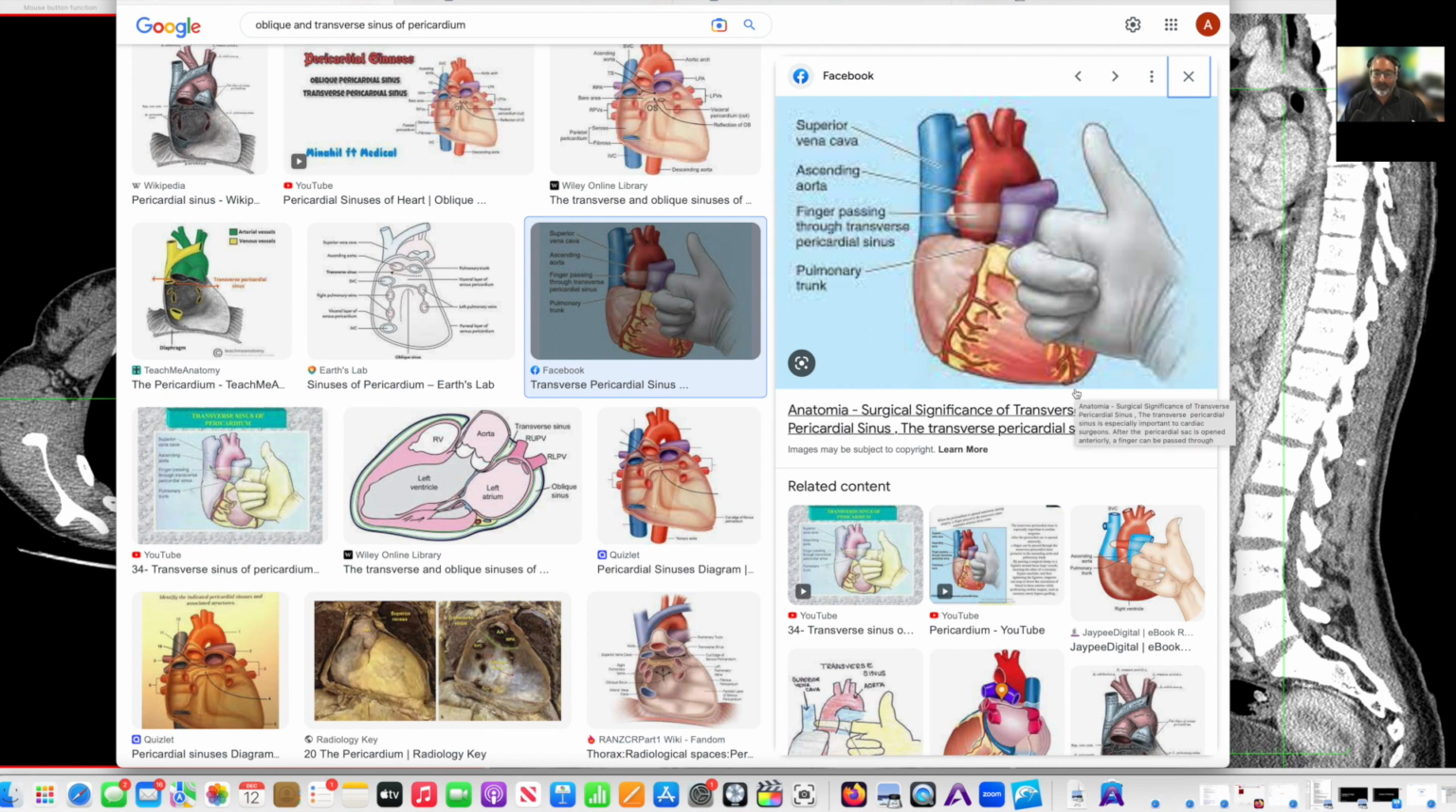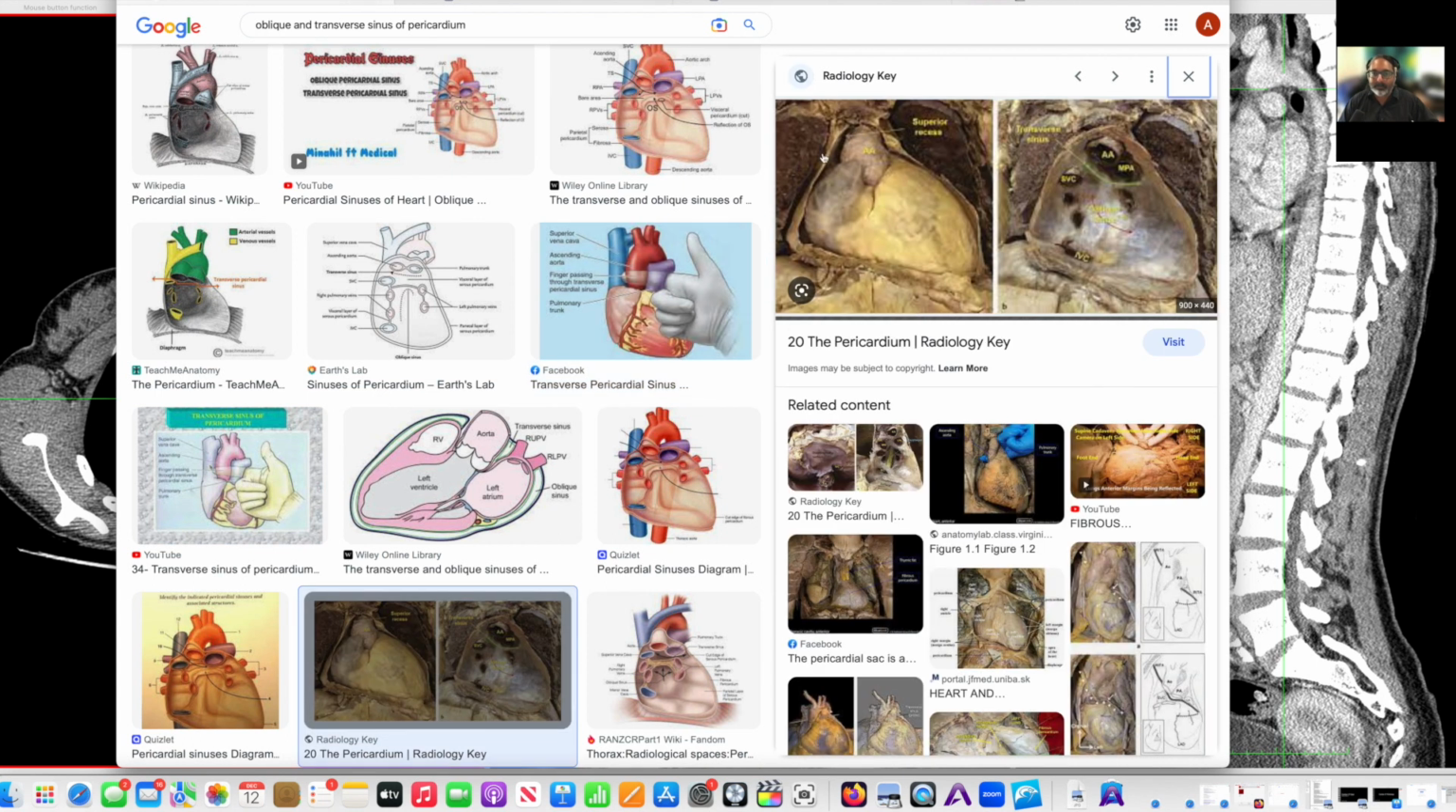Cardiothoracic surgeons know of this because it's one way to not cut the heart. If you cut the pericardium, here they show the pericardium is cut, and you go under these structures, you can get your fingers across. That's the transverse sinus, and that's the oblique sinus.